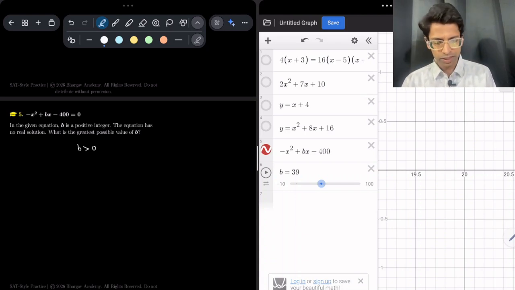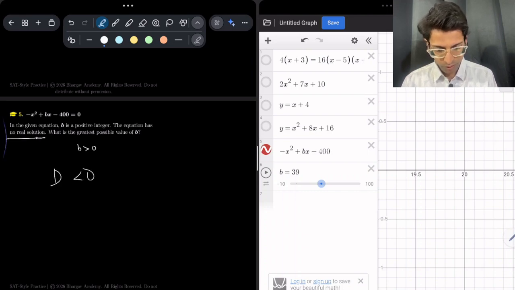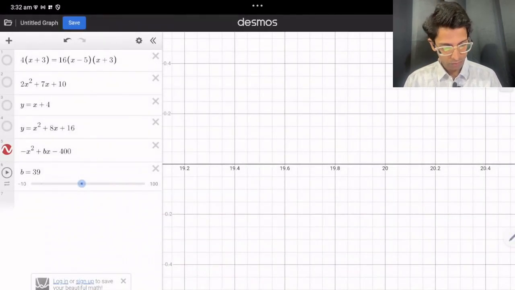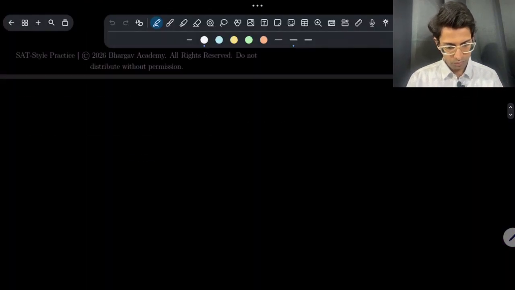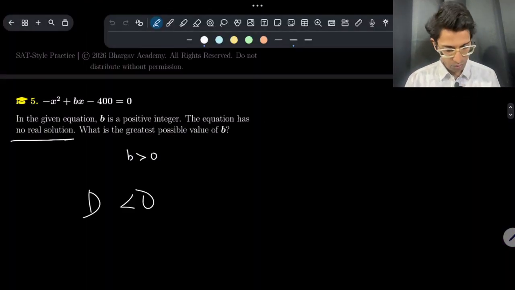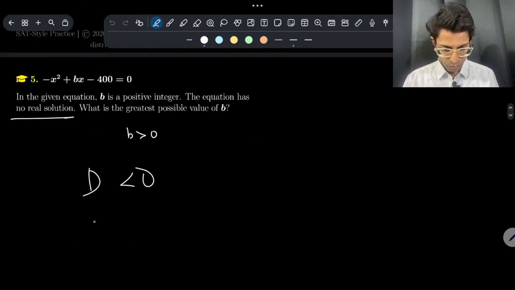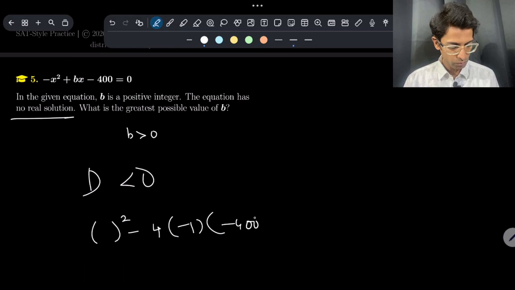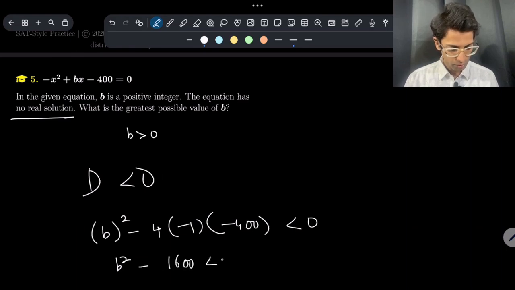First let me do it the algebraic way, where the discriminant should be less than 0 because it has no real solution. So b square minus 4 into minus 1 into minus 400 should be less than 0. So this is b square minus 1600 should be less than 0. B square should be less than 1600.